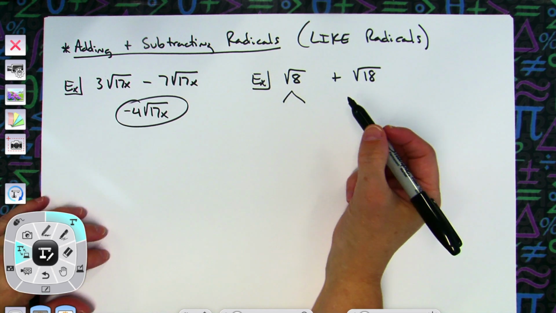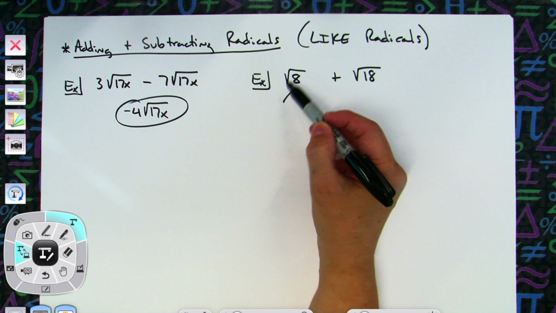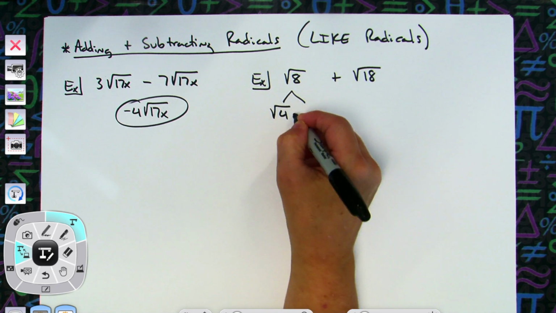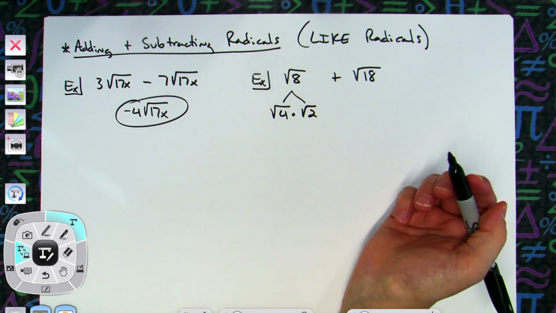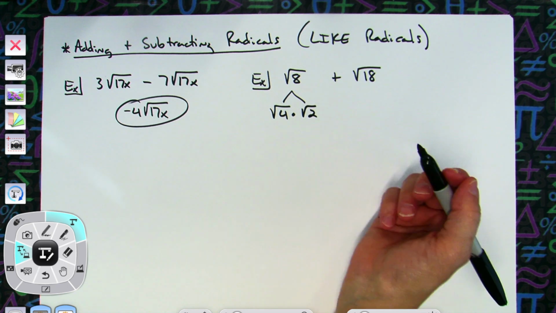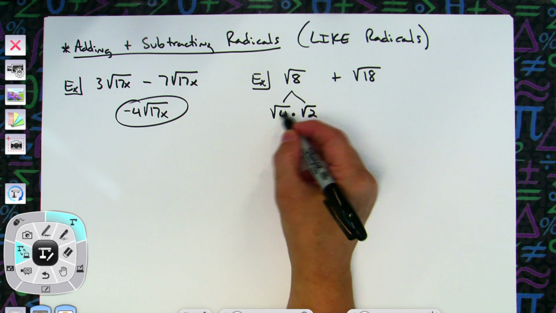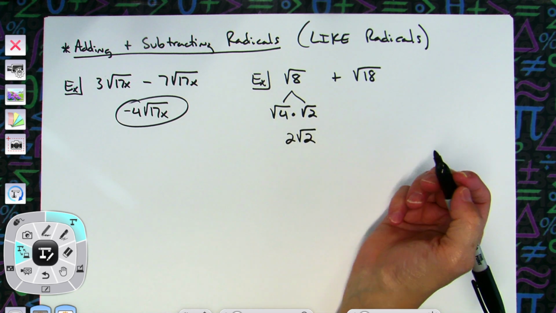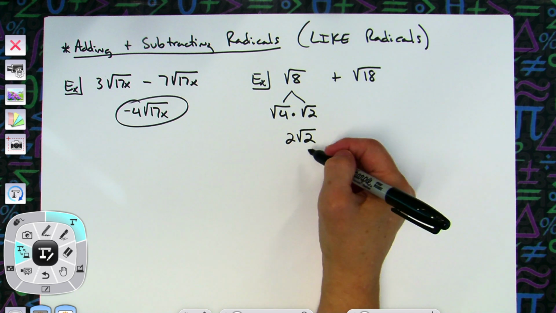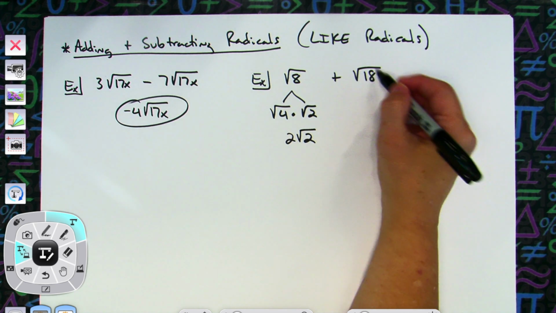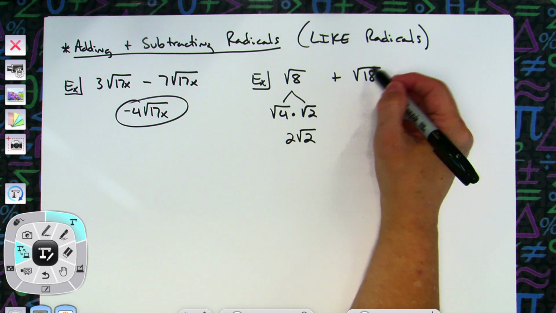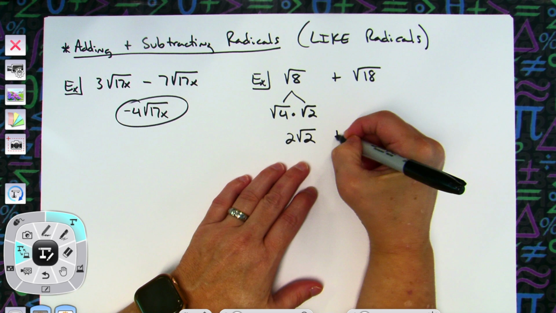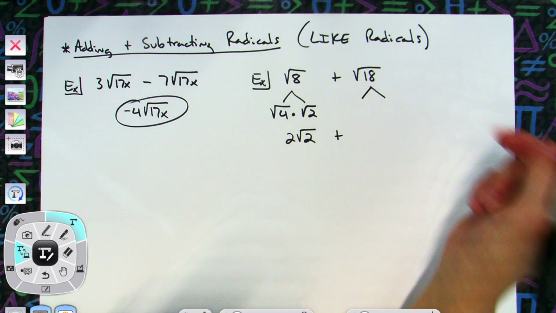You're going to look for the biggest perfect square that goes into 8, which is going to be 4, right? So square root of 4 times square root of 2. I haven't taken any radicals at that point, so I still have the square roots over them. And then this simplifies down to just a 2. So I've got a 2 radical 2 on this one. Now, hopefully, this one will simplify down to a square root of 2 so I can actually add them.